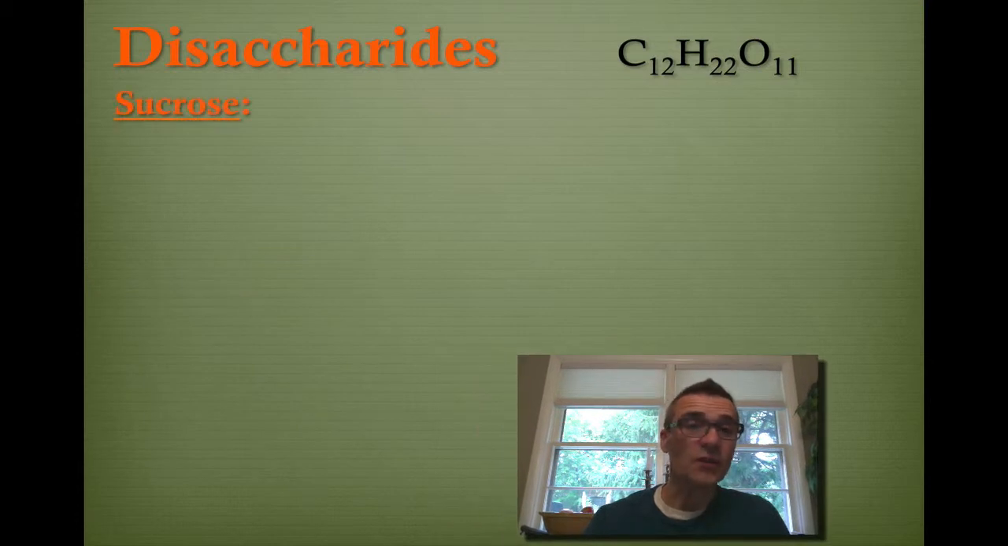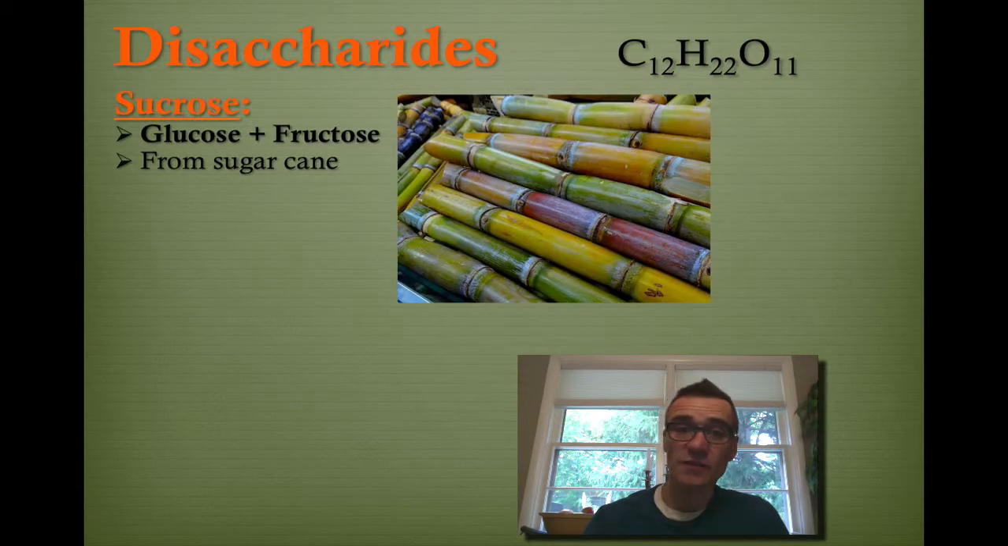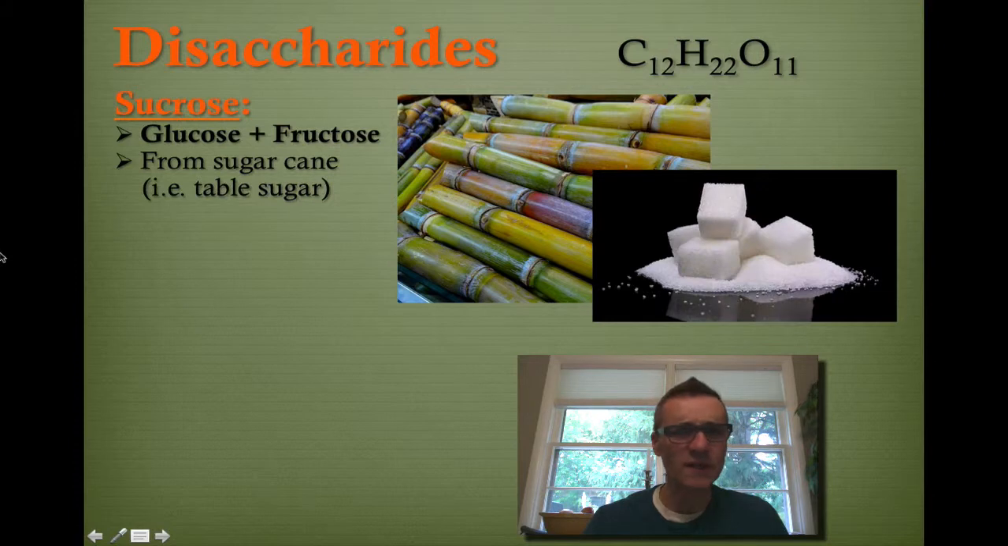So sucrose is the most common one. It's glucose and fructose put together. This is usually we get it from sugar cane, so that's what sugar cane looks like right there. You can actually buy that in stores and you can chew on it and it's really sweet. But we normally call this just table sugar instead of sucrose. So that white stuff that you eat pretty much every day of your life, that is sucrose.